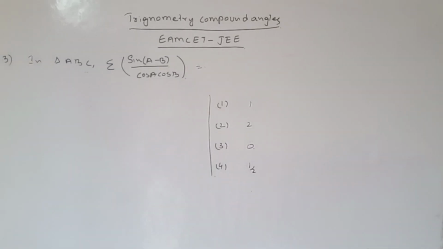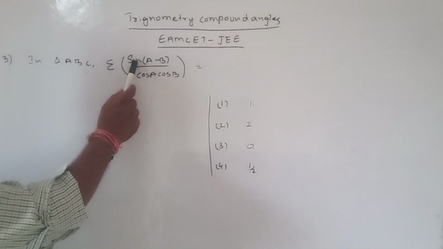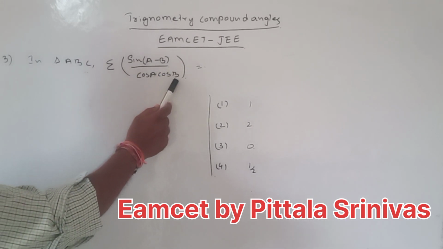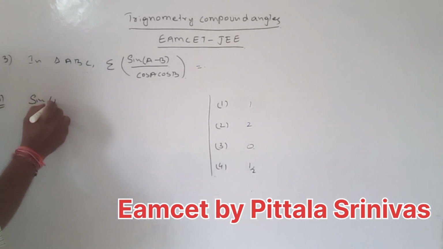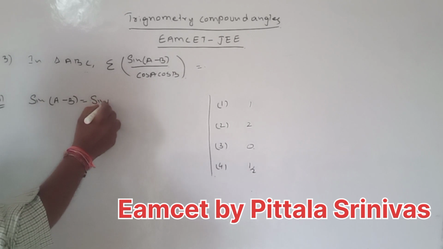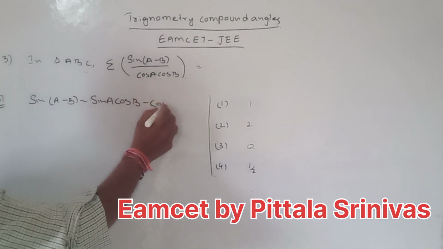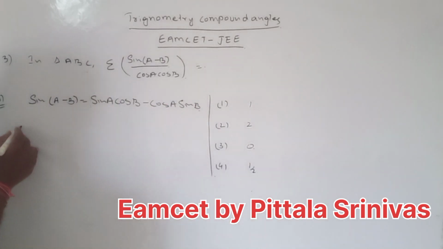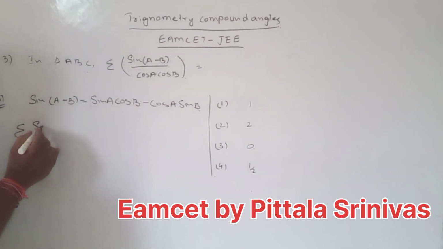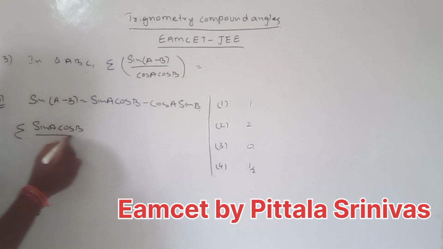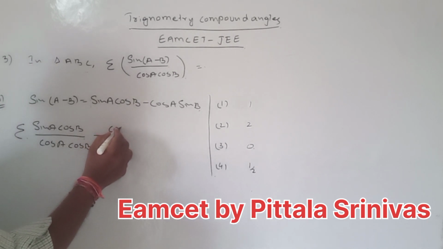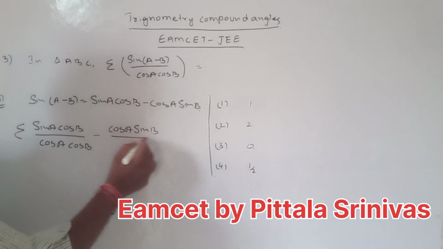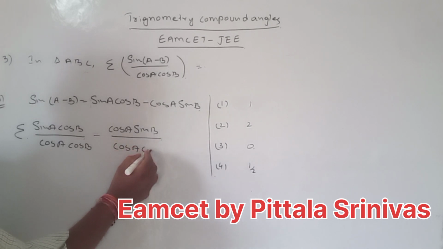Dear viewers, we have the problem, that is in a triangle ABC, sigma sin(A − B) by cos A cos B is equal to. So sin(A − B) is equal to what? sin A cos B − cos A sin B. So sigma, this is sin A cos B by denominator cos A cos B minus this is cos A sin B by denominator cos A cos B.